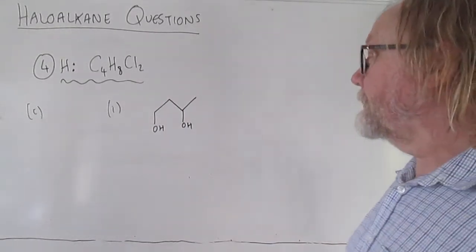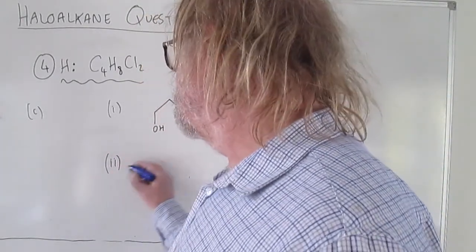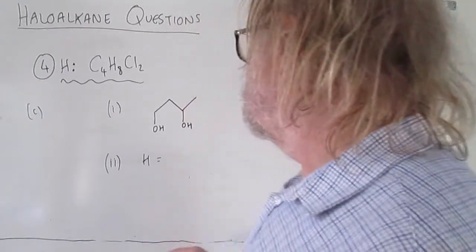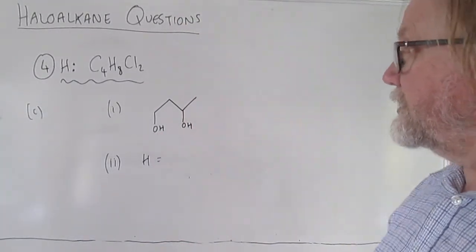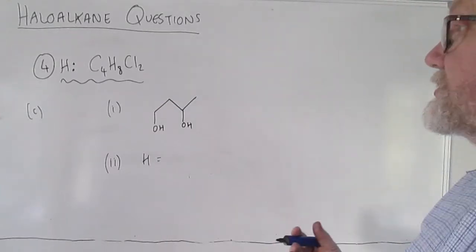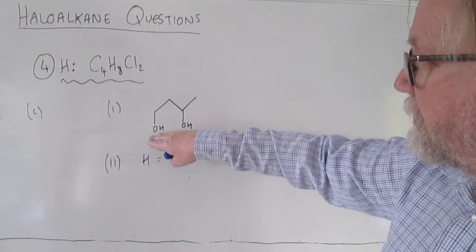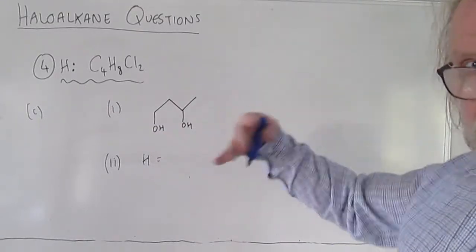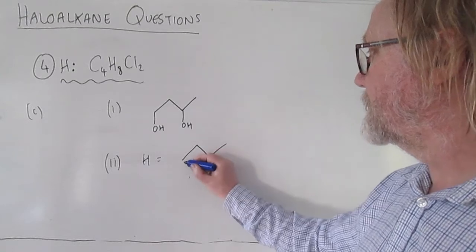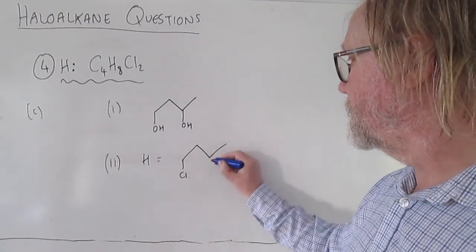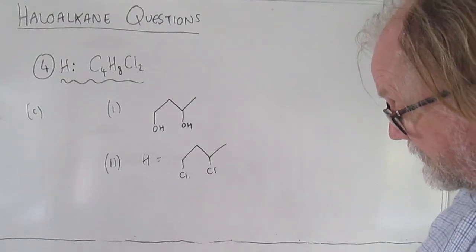And therefore you can deduce that what H is just has the same structure, but it just has chlorines where the OHs were, because of course it's just a substitution reaction. The hydrolysis, wherever the OHs appear, that's where the chlorine was, and it simply got substituted. So it's very easy to figure out that that is what compound H was.